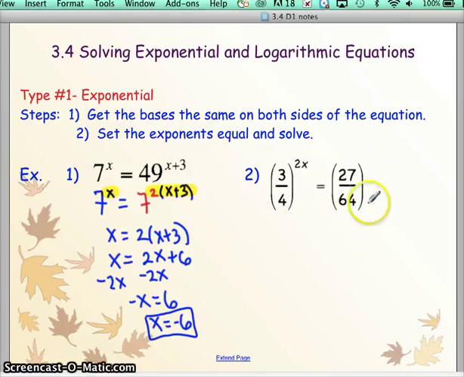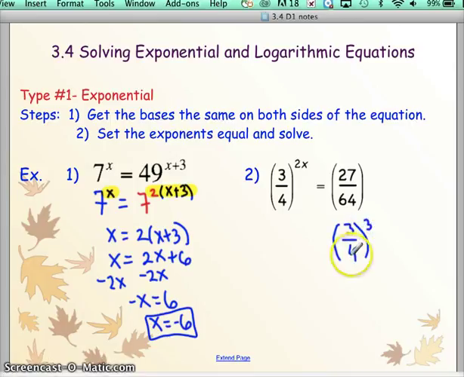So I'm going to look at this more complicated fraction and try to say, okay, could I turn the top into a 3 somehow? Could I turn the bottom into a 4 somehow? And I know off the top of my head that 3 to the third is 27. Is 4 to the third 64? Yes. So I could write this as 3 over 4 to the third, because 3 to the third is 27, 4 to the third is 64.